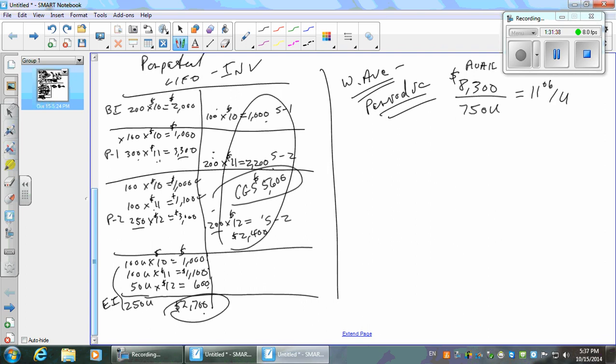Ta-da! Guess what my ending inventory is going to be costed out at? $11.06. Guess what my cost of goods sold is going to be costed out at? $11.06. Everybody good? So what do I do? Take $11.06 from my ending inventory times how many units? How many units you got? 250. So what's 11.06 times 250 units in ending inventory?